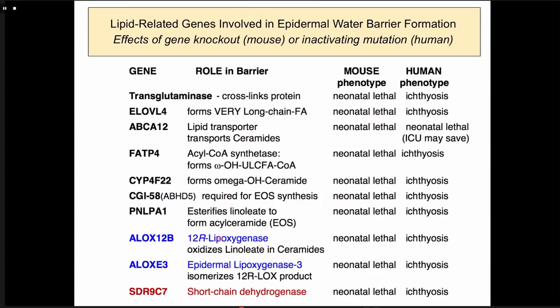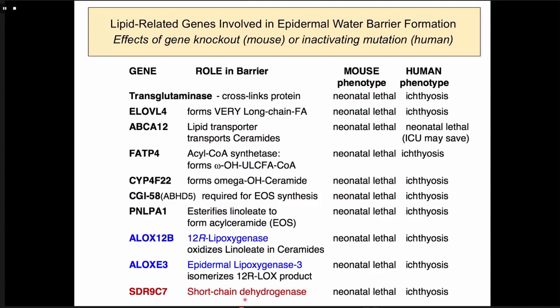Then we've got the pathway enzymes that I've been looking at. For some reason that we're trying to figure out, you need to oxidize the EOS ceramide in order to form the skin permeability barrier. And the first step in that pathway is the 12R lipoxygenase, as we said, acting on the linoleic ester, making the 9R hydroperoxide. Then this enzyme here, epidermal lipoxygenase 3, is an unconventional lipoxygenase that isomerizes the 12R lipoxygenase product and makes an epoxy hydroxy derivative. And then the recently studied enzyme that Val mentioned is this SDR9C7 short chain dehydrogenase.